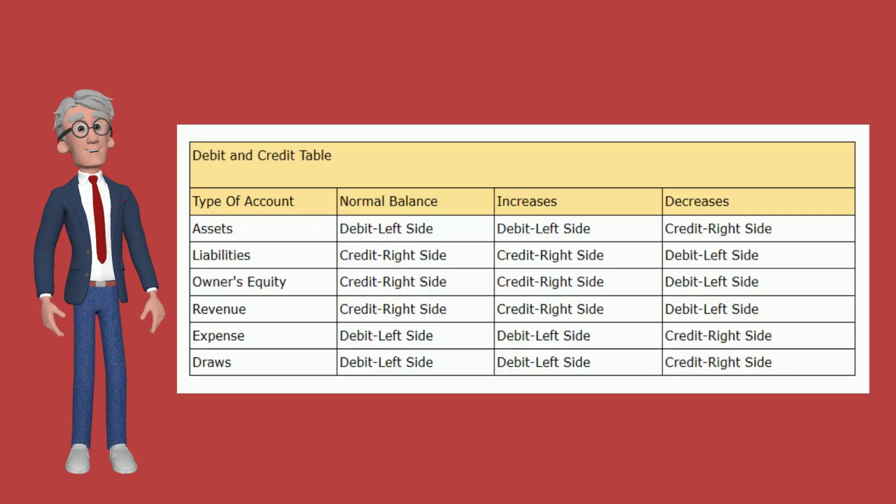Let's summarize what we hopefully learned about debits and credits using my debit and credit table. The table lists the type of account, the account's normal balance, whether a debit or credit increases the account's balance, and whether a debit or credit decreases the account's balance.